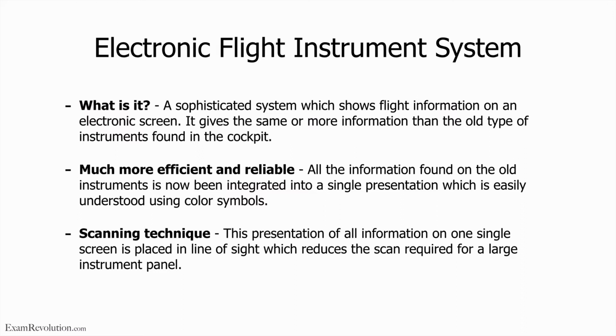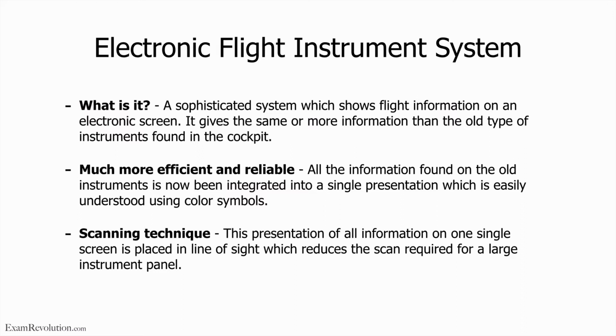So all the information found on the old instruments has now been integrated into a single presentation which is easily understood using color symbols. So instead of having to scan your AH, your airspeed indicator, your altimeter, your DI, your vertical speed indicator, all these different instruments, and they are obviously in different places in the cockpit as well. Instead of having to scan all of them, you now have all of them displayed very close to each other just on one single screen, right? So your eyes have to move only little bits and pieces when you want to scan all your instruments. Instead of having to move through a big part of the cockpit, all of them are now just on one screen. So it's much more efficient.